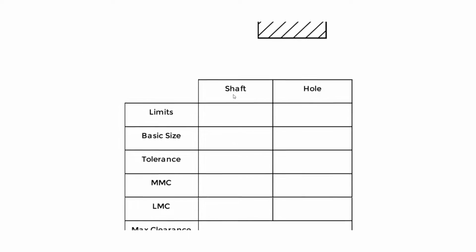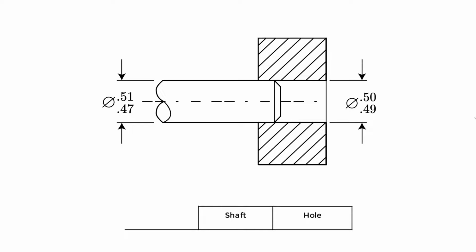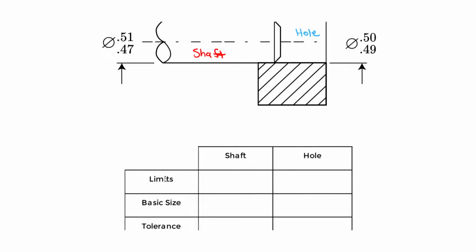Let's begin with the limits for the shaft and the hole, right? So what's the limits for the shaft? Let me label the shaft. The shaft is this thing, and the hole is going to be this, right? The hole, I'll use blue, this is the hole. So we have the shaft and the hole. Let's find the upper and lower limits.